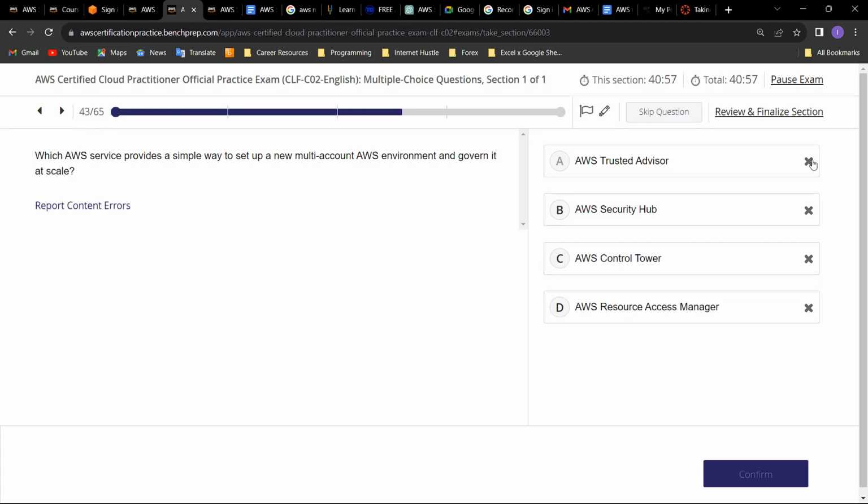Set up a new multi-account AWS environment and govern it at scale.